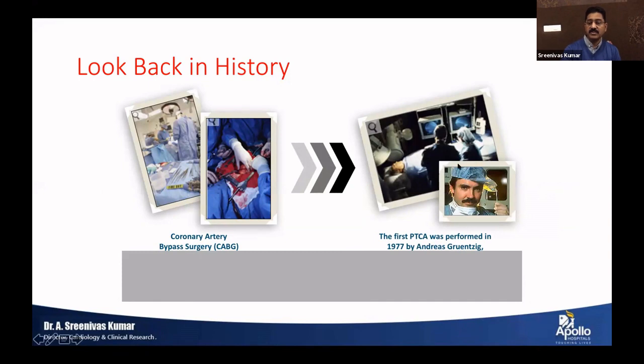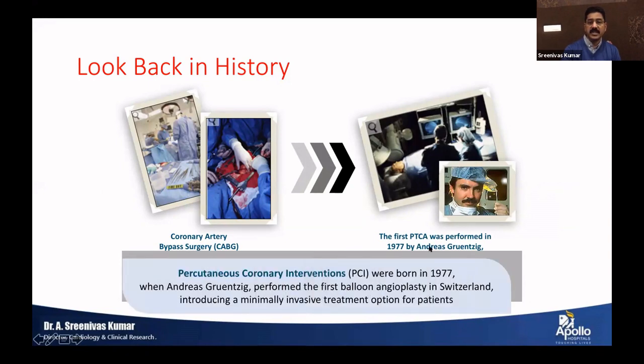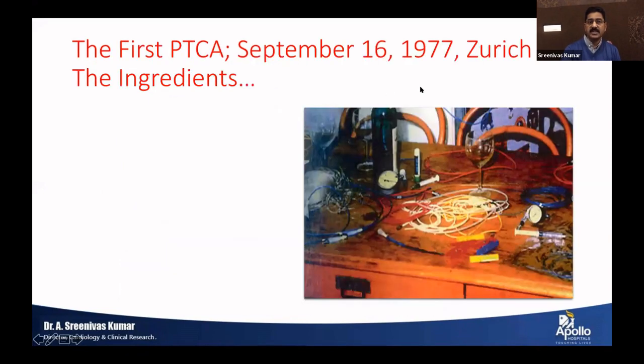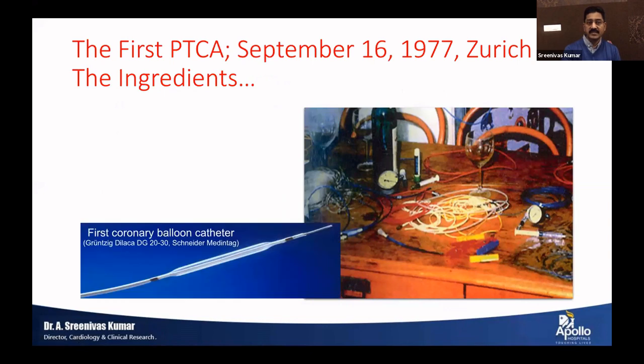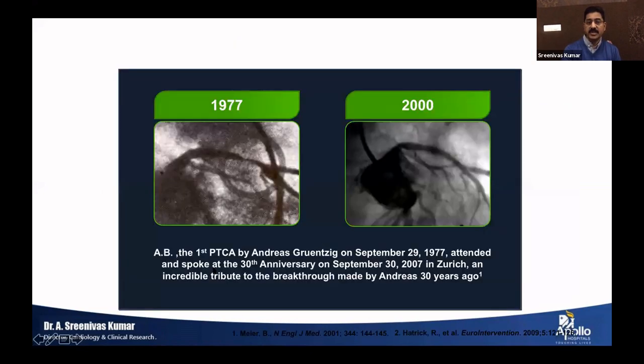The first angioplasty was performed in 1977, to be more specific, on September 16, 1977. He worked like this on his dining table, with a lot of balloons and catheters. The first balloon was made by Schneider Company. This is the lesion in the proximal LAD. Once the angioplasty was done with the plain balloon, the lesion opened up like this. It was rechecked later in 2000, and it is still working all right. So that's how history was created.